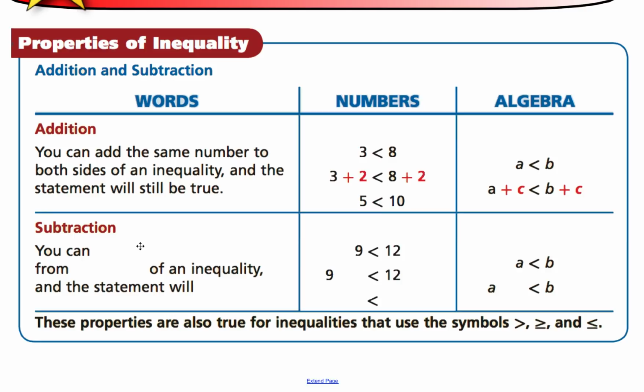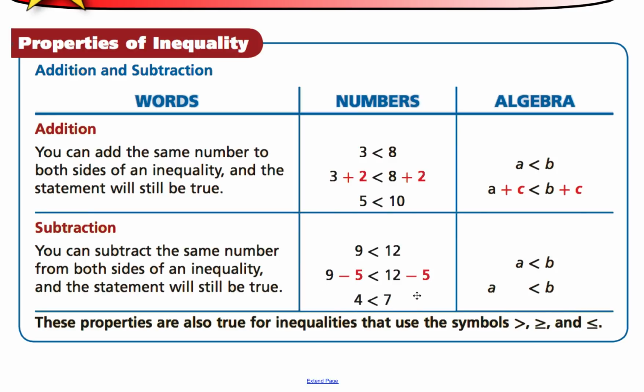The same thing holds true for subtraction. We can subtract the same number from both sides and we'll still have a true statement. So this time let's subtract 5, and 9 minus 5 gives us 4. 12 minus 5 gives us 7. Since 9 was less than 12, when we subtract 5 from both sides, we still have a true statement, 4 being less than 7. Algebraically, we would write a minus c is less than b minus c.